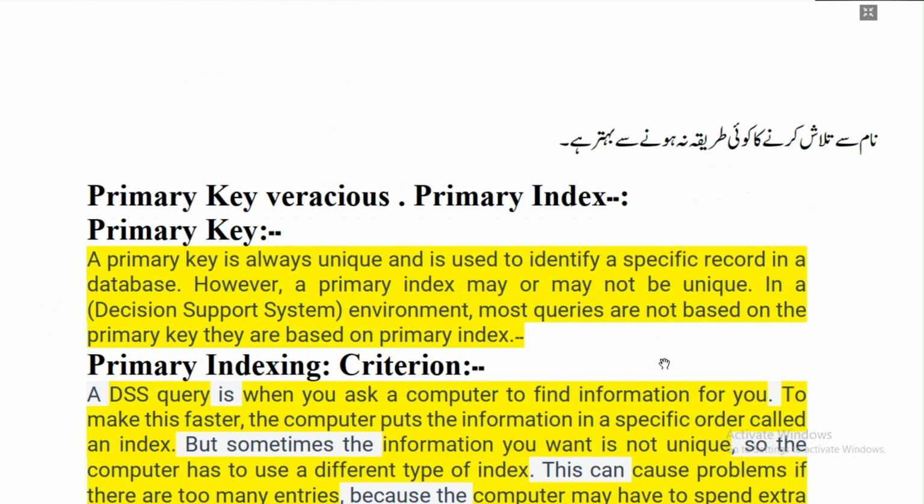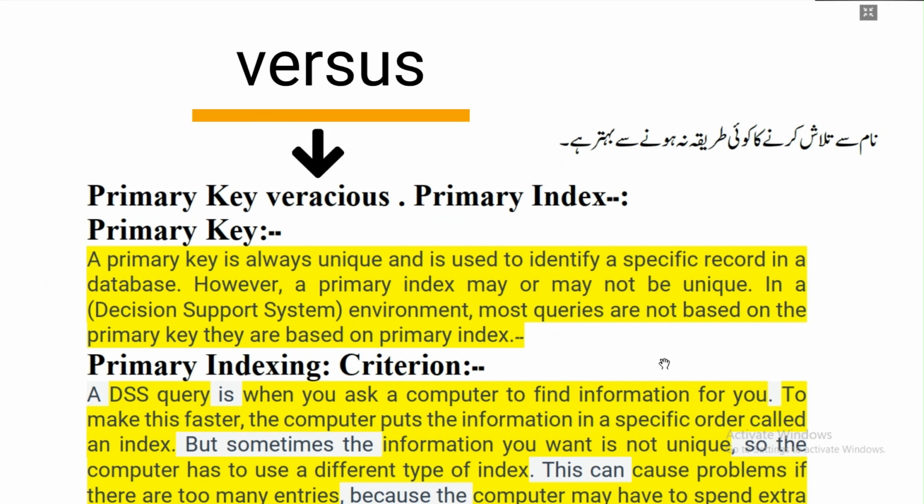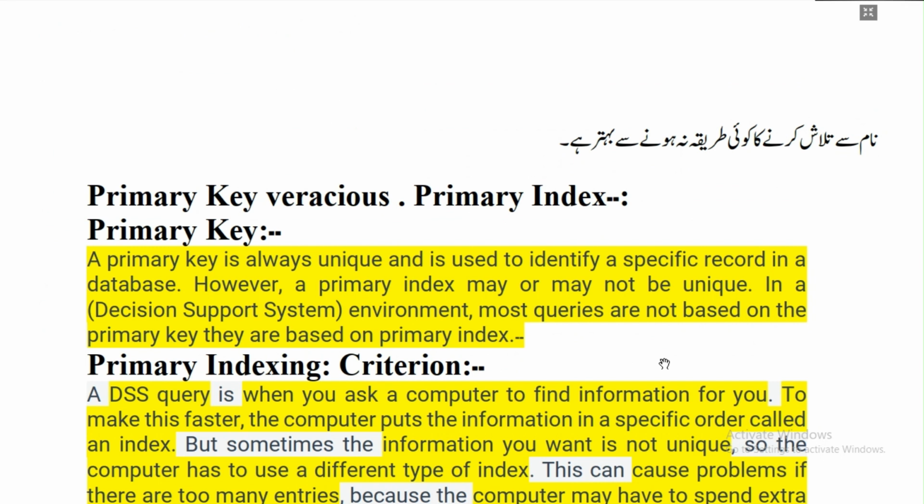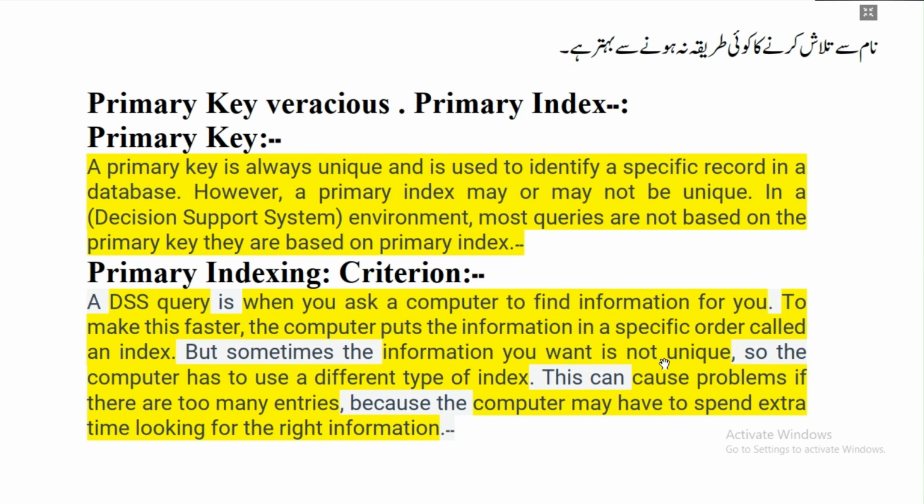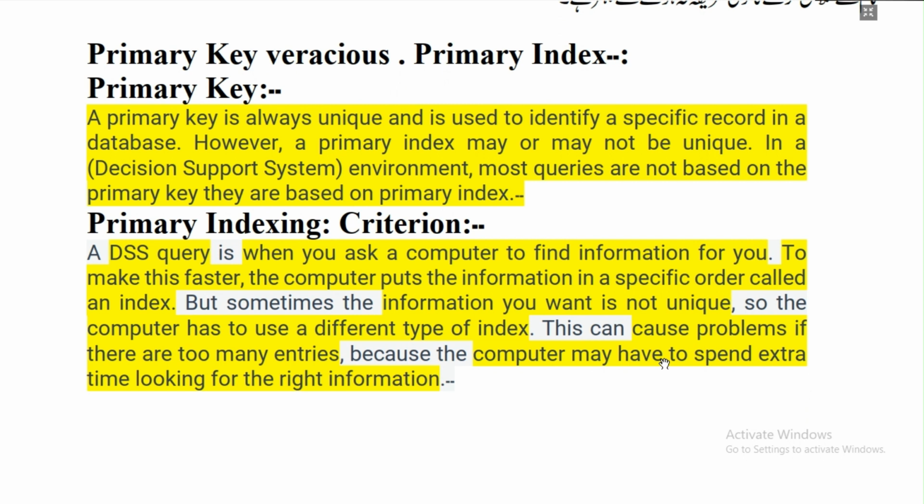Primary index. Primary key. A primary key is always unique and is used to identify a specific record in a database. However, a primary index may or may not be unique. In a decision support system environment, most queries are not based on the primary key, they are based on primary index. Primary indexing. Criterion.